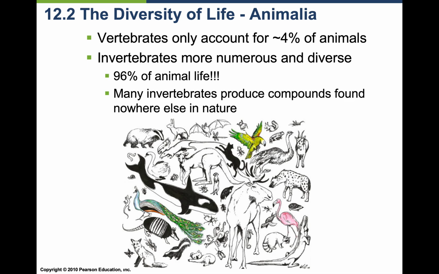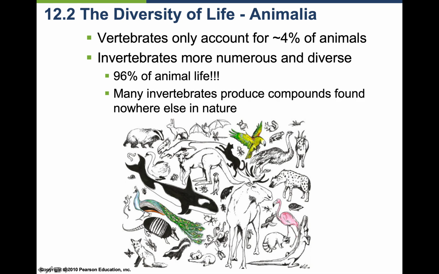And that kind of fits into where we're headed next. When we think about the diversity of life, specifically when we think about animals, vertebrates only account for about 4% of all animals, where invertebrates are much more numerous and diverse. They account for the rest, the 96% of animal life. Many invertebrates produce compounds that are found nowhere else on Earth, and these compounds have been looked at for usages in medicine, agriculture, etc.